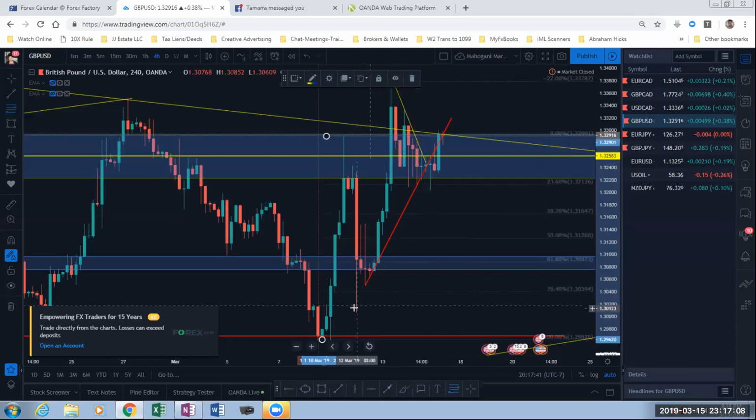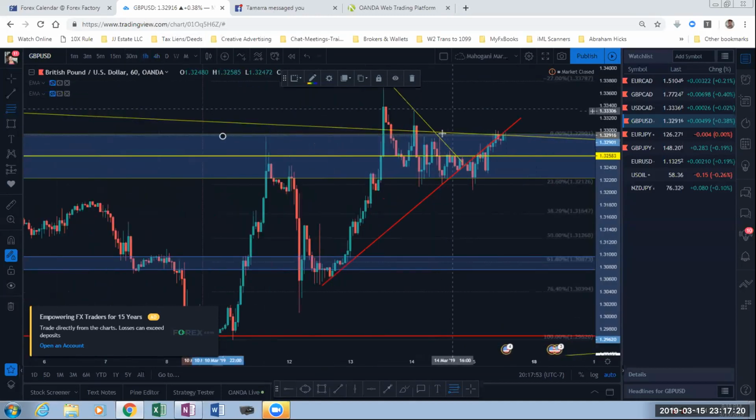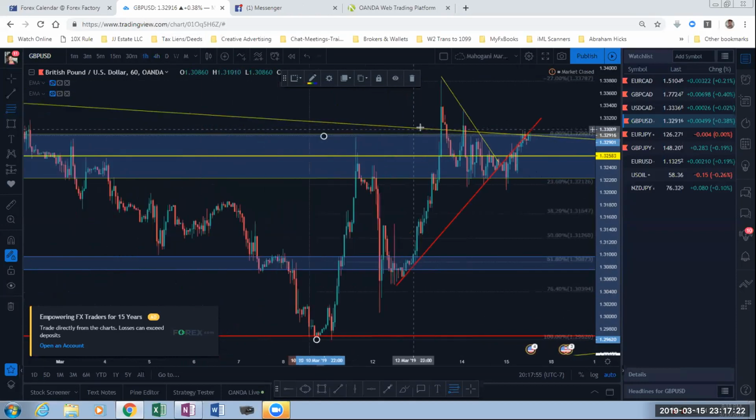This right here would have got a lot of people in trouble if they were looking to get in exactly at the 618, which is why you have to always go to your low. Even if you look at your Fibonacci, you have to go to your lower time frame and see what the market is doing.